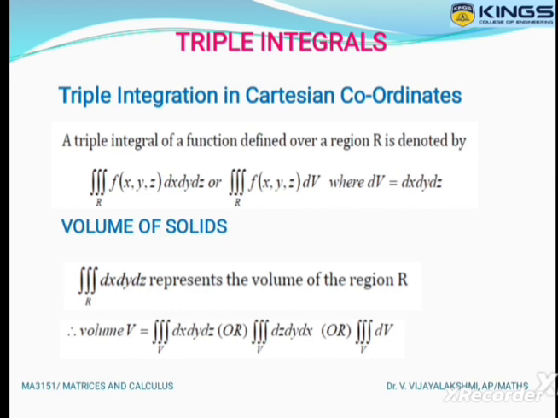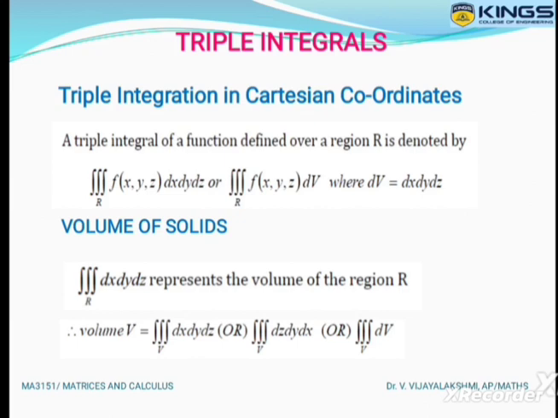Triple integral over R of dx dy dz represents the volume of the region R. Therefore, the volume V is equal to triple integral over V of dx dy dz or triple integral over V of dz dy dx. Or simply we can write triple integral over V of dv, where dv equals either dx dy dz or dz dy dx. In a triple integral, all three variables vary on the given surface.